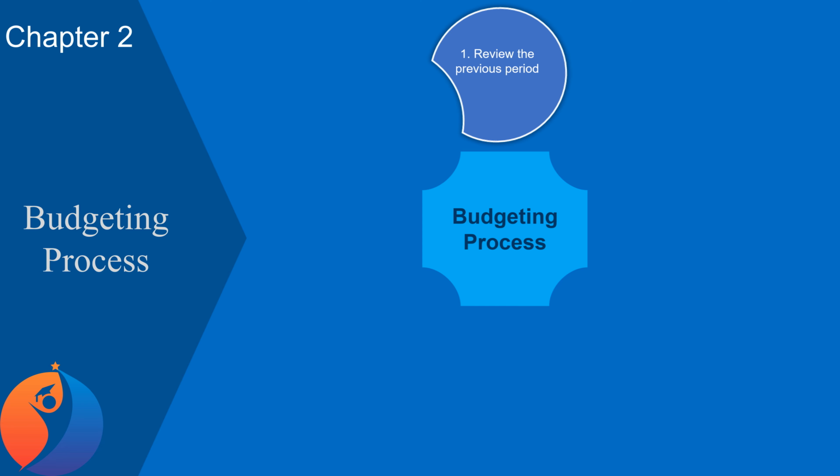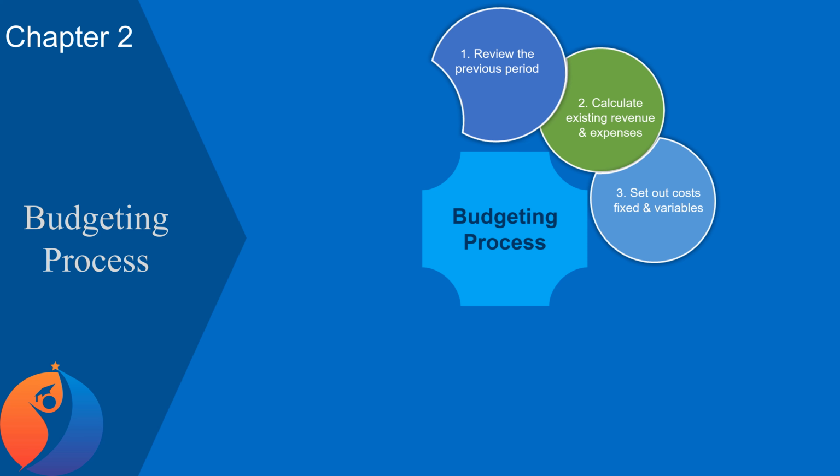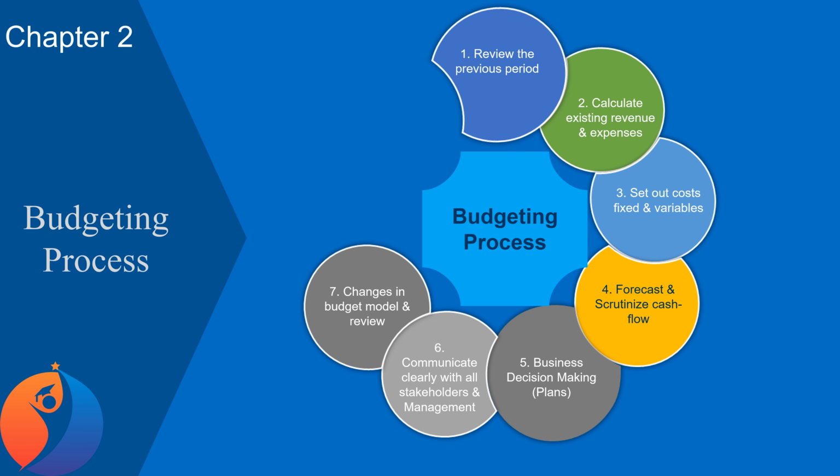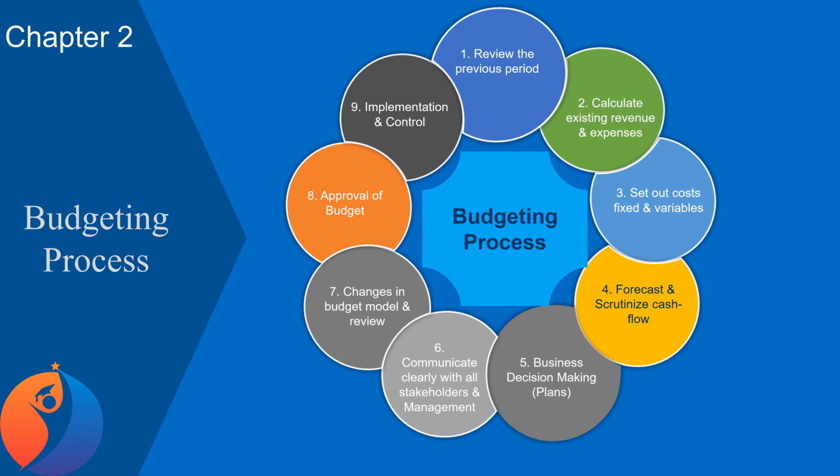Step 1. Review the previous period. Step 2. Calculate existing revenue and expenses. Step 3. Set out costs, fixed and variables. Step 4. Forecast and scrutinize cash flow. Step 5. Business decision making, plans. Step 6. Communicate clearly with all stakeholders and management. Step 7. Changes in budget model and review. Step 8. Approval of budget. Step 9. Implementation and control.